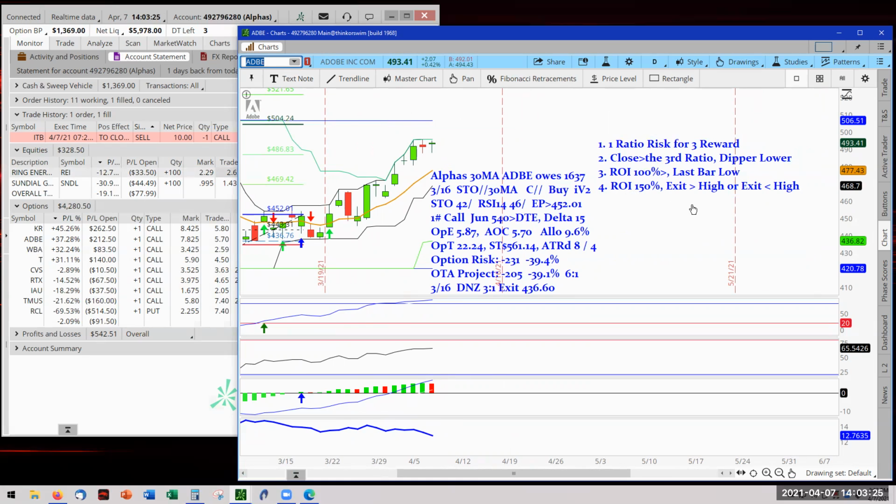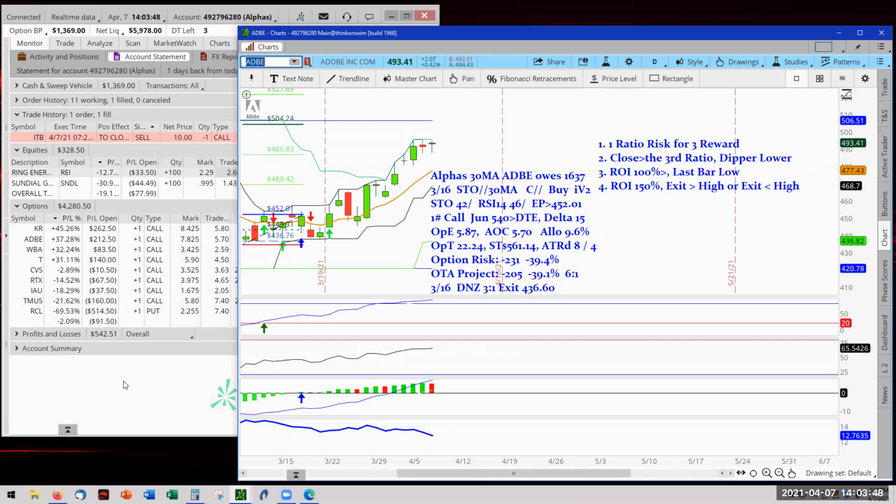ROI is 150, exit at the high or just below the high. So you'll be putting in the stop somewhere up here at ROI 100. So that is it for Adobe at 37. They owe 1637, and they're at 212.